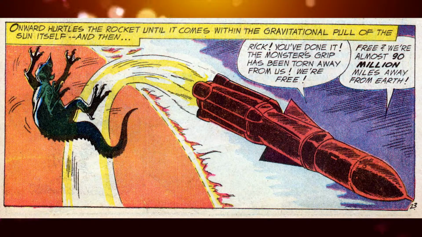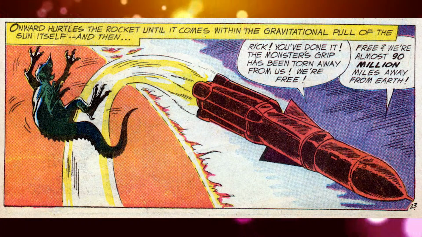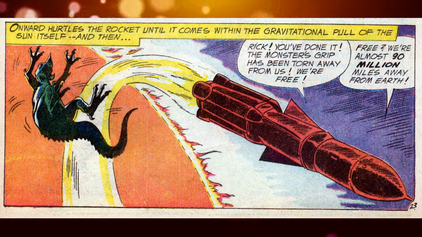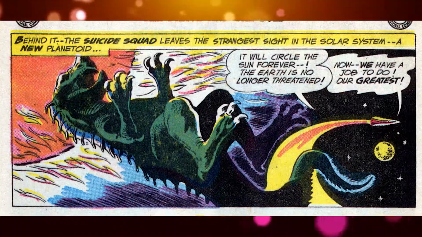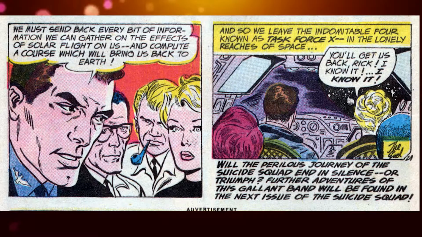Rick takes the rocket closer and closer to the sun, until the gravitational pull pulls the creature off the rocket and into internal orbit. With great effort, Rick brings the rocket out of range of the sun's orbit and begins the long 90 million mile journey back home.